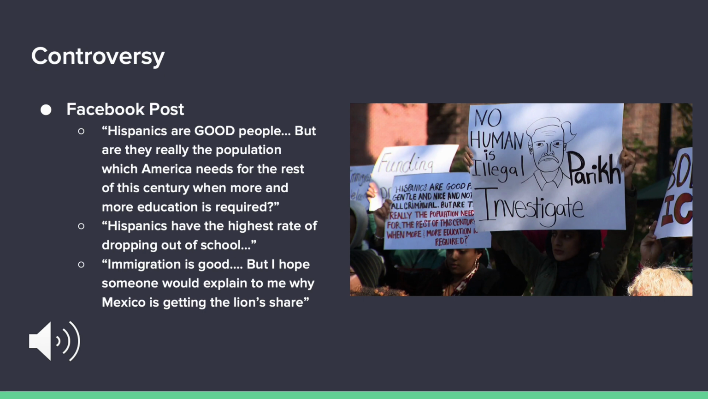These posts caused public outrage at Brooklyn College, the school he's teaching at, leading to two rallies. However, it seems that no significant repercussions were given to Parikh.